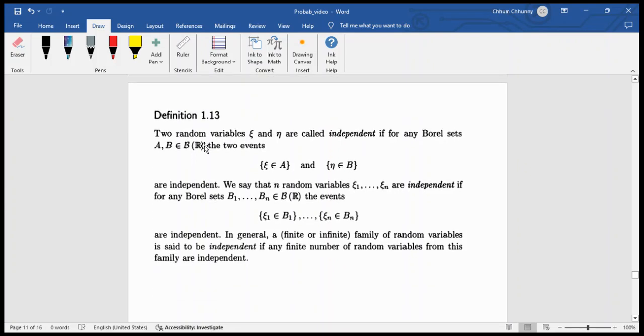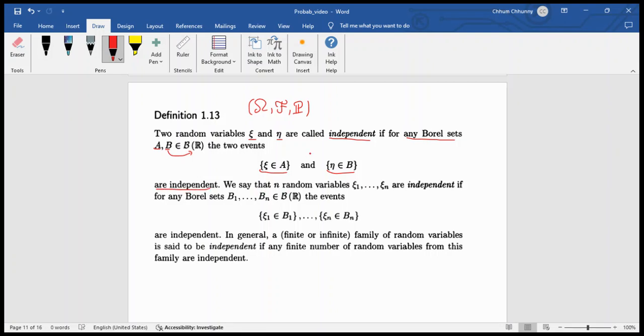We go to the random variable. So in the probability space omega, F, P, two random variables psi and eta are called independent if for any Borel set A, B. In this case, the notation B is a subset of the Borel set. A, B belong to the Borel set of R. The two events psi belongs to A and eta belongs to B are independent.